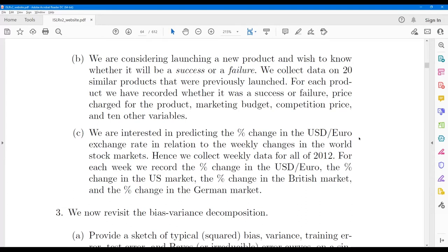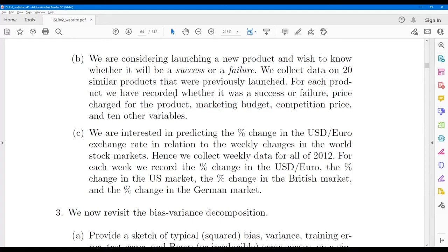It's like price charge. There's like 13 other variables. Okay. So it seems like you want to know whether your product's going to be a success or failure, and so you put into the input of your model the price you're going to charge. If you run the model and it comes out to be a failure, you're not going to launch it with that. You're going to change the price and then rerun the model. So it seems like with a small enough model you can run it over and over again.